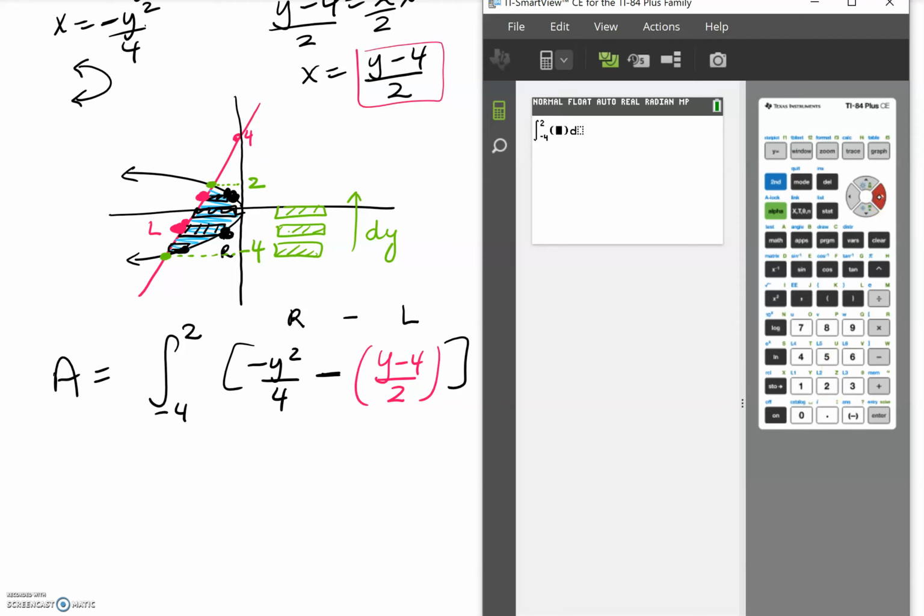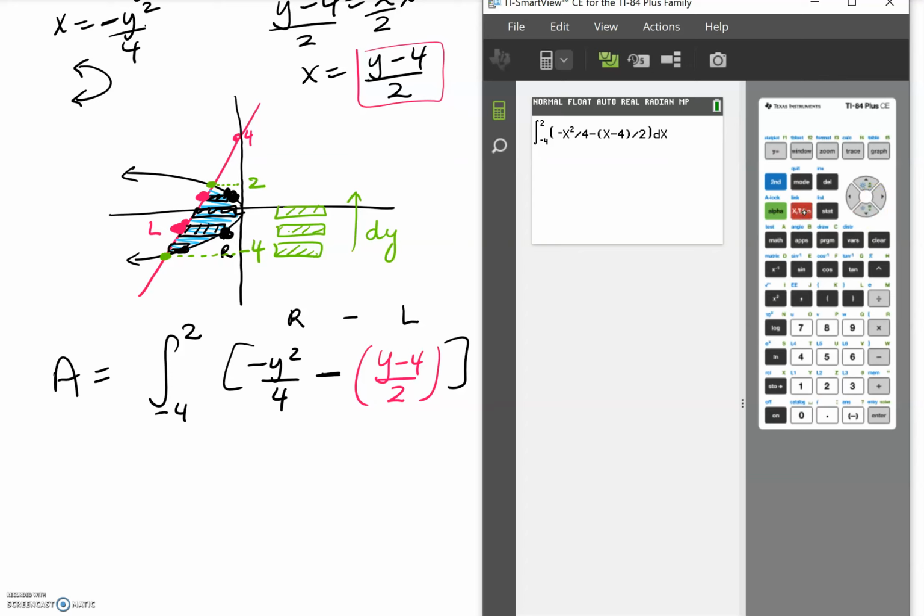My function is negative x squared or y squared, it doesn't matter, you're putting it here, divided by 4, and then minus, I'm going to put parentheses for that other thing: x minus 4, close parentheses, divide that by 2. And dx. So don't let the dx and dy confuse you here.